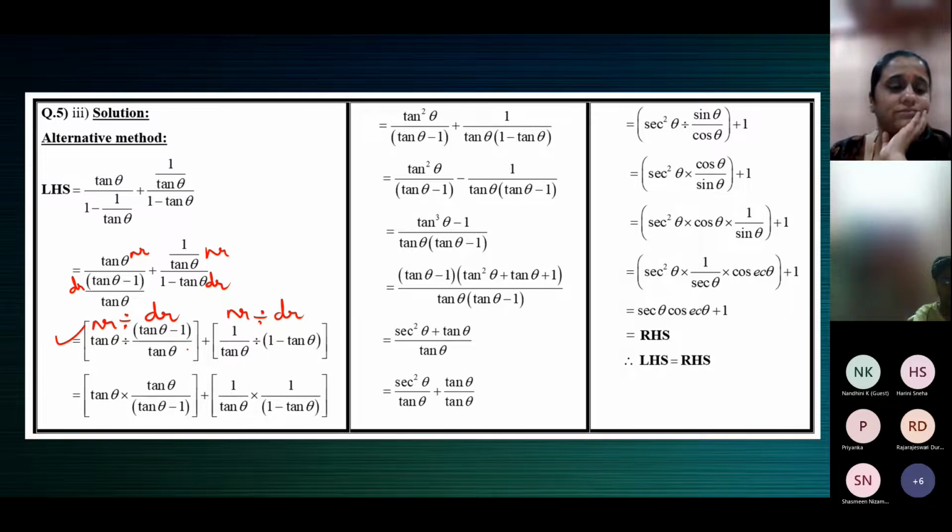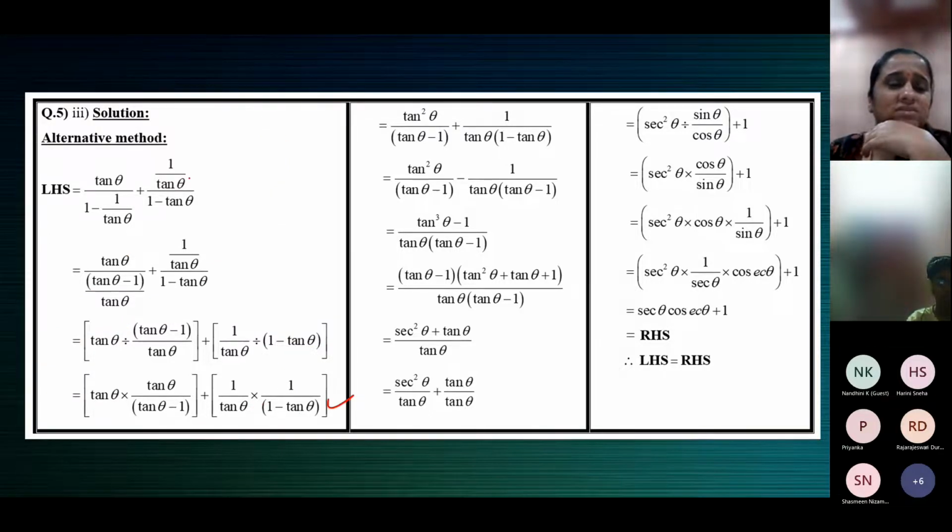All right. In the next step, tan theta division becomes multiplication and reciprocal. Plus 1 by tan theta division becomes multiplication and reciprocal. 1 minus tan theta, the reciprocal of that is 1 by 1 minus tan theta, because it's by 1 here. If it's 5, the reciprocal is 1 by 5, like that. So that's about this step.